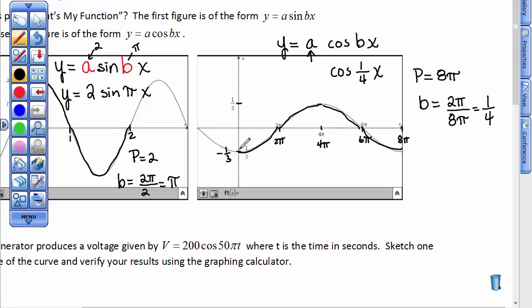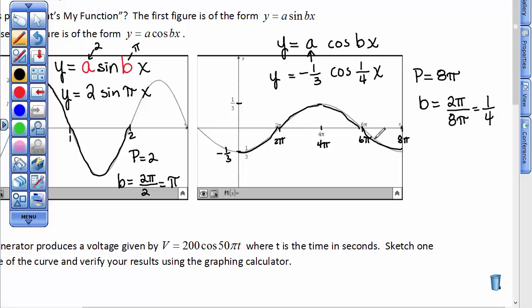The amplitude is 1/3, but I hope you put a negative 1/3 in for a, because you didn't want this curve to start up here and come down. You wanted to start at a negative 1/3. Again, what's my function? And this equation would match this curve.